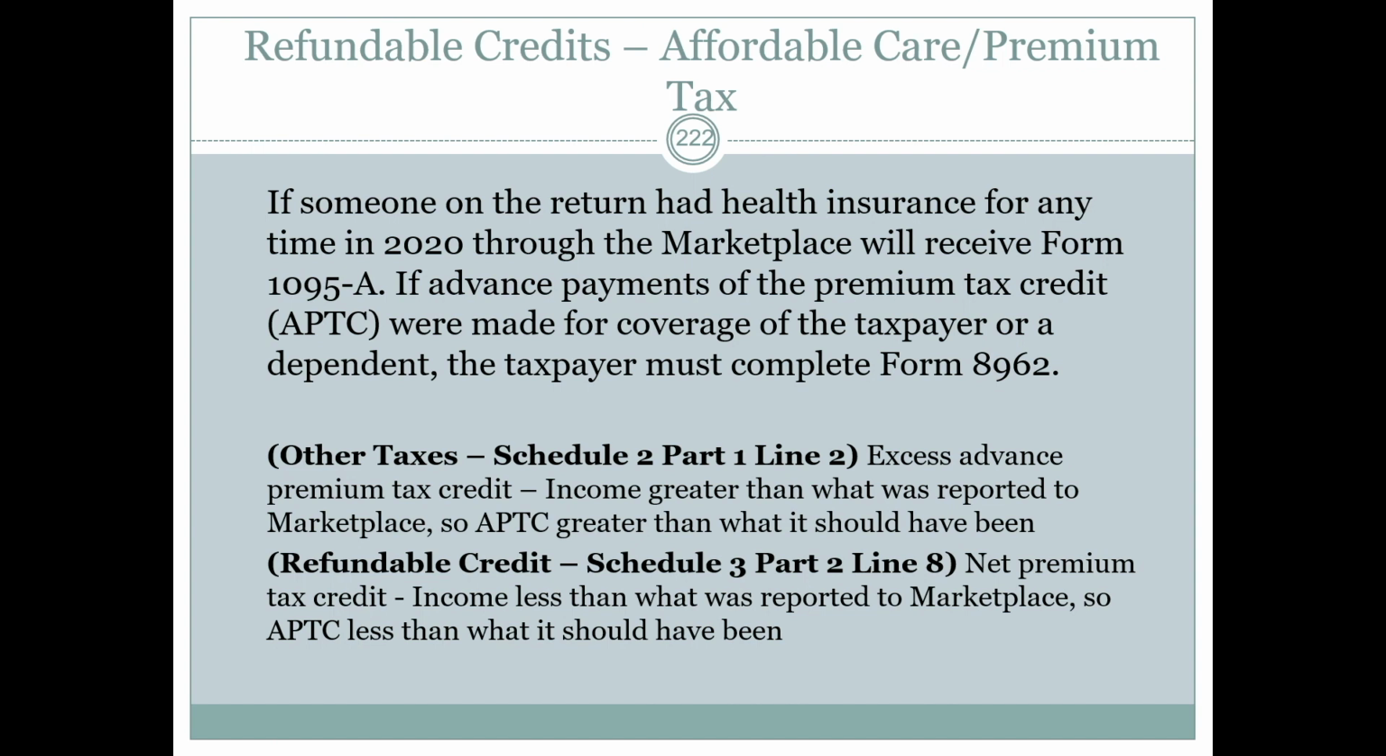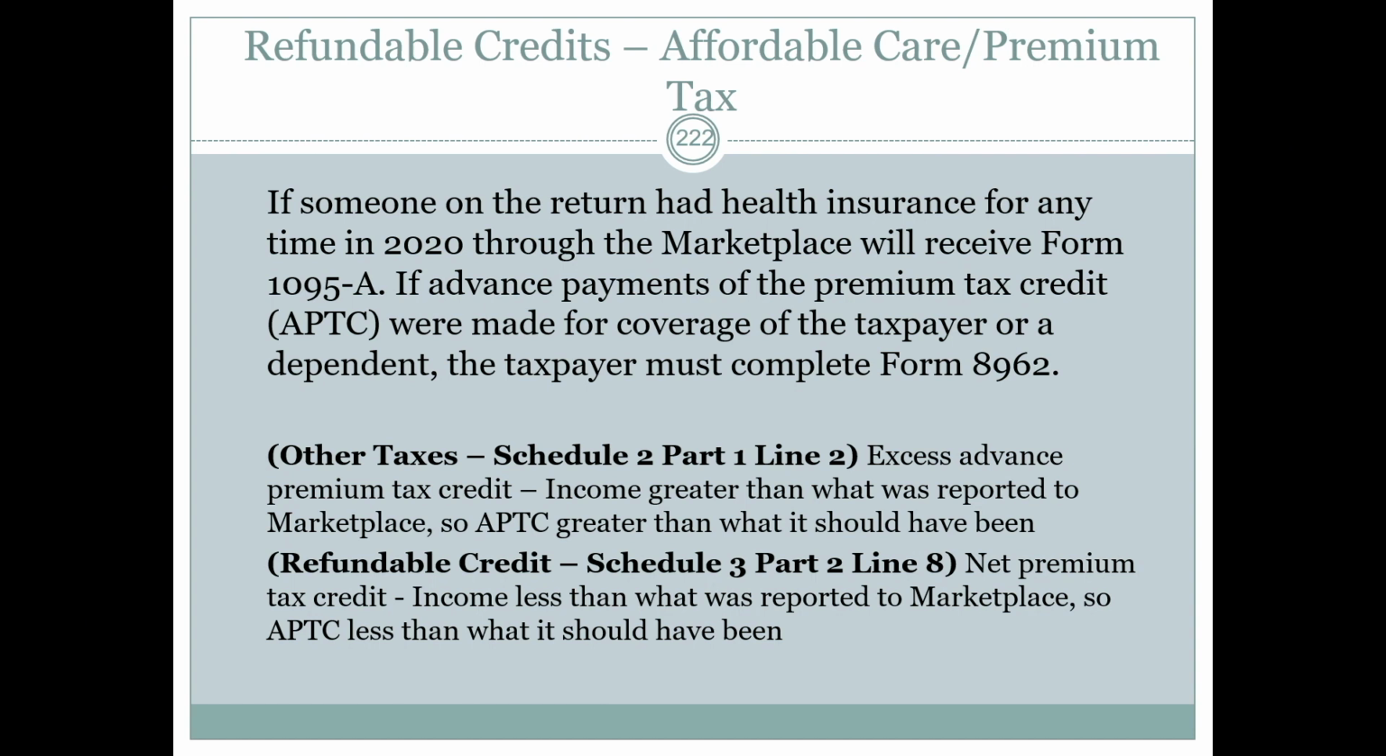If someone on the return had health insurance for any time in 2020 through the marketplace, which is sometimes referred to as Obamacare, they will receive a Form 1095-A. Now, this 1095-A is very critical. The taxpayer must give you this form. If they don't have the form, then we can't complete the tax return. Because if they file the tax return and do not include information from the 1095-A, the return is going to reject, and that's going to delay the processing of the tax return and delay the refund.